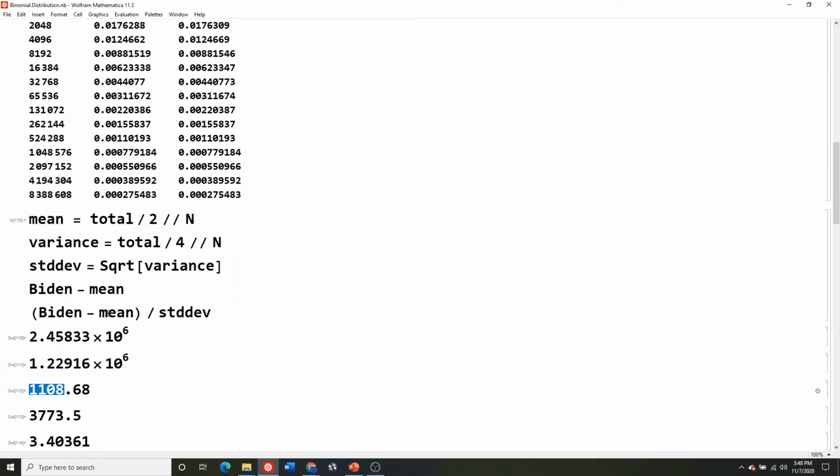So let's see. Biden minus the mean is about 3700. So Biden's ahead. The mean is saying if it was an exact tie, the exact same number of votes for Trump and Biden. So Biden is ahead of the mean by about 3,800, say. So how many standard deviations is that? I was wondering, is there some kind of fraud? Is it too close or something like that? But no, it's not too close.